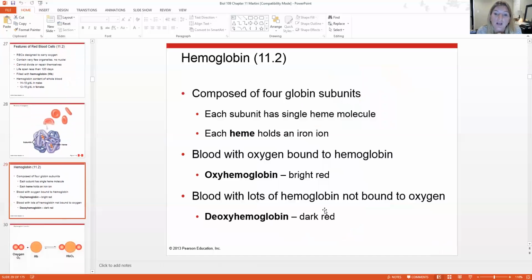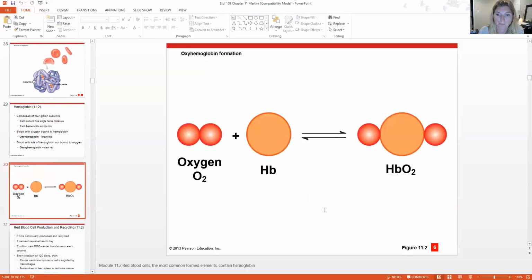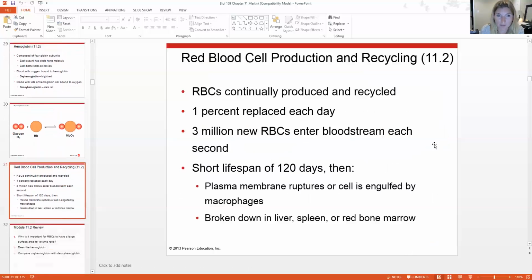Blood with oxygen bound to hemoglobin is called oxyhemoglobin. It's very bright red. Blood with lots of hemoglobin that's not bound to oxygen is called deoxyhemoglobin, and it's not very bright. It's more of a darker red. So here is the oxyhemoglobin.